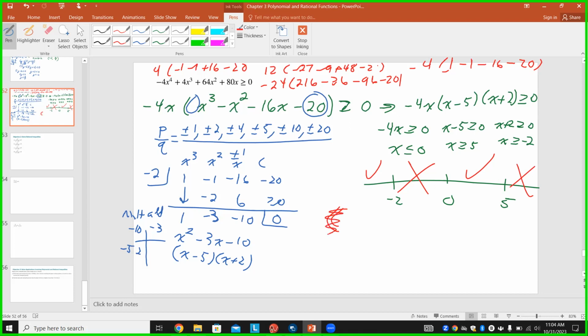Okay, so this is going to be negative infinity to negative 2 bracket, because now it does have a line underneath it, union bracket 0 comma 5 bracket. Oh my gosh, it's like a delay when I try to write. Yep, and that's it.